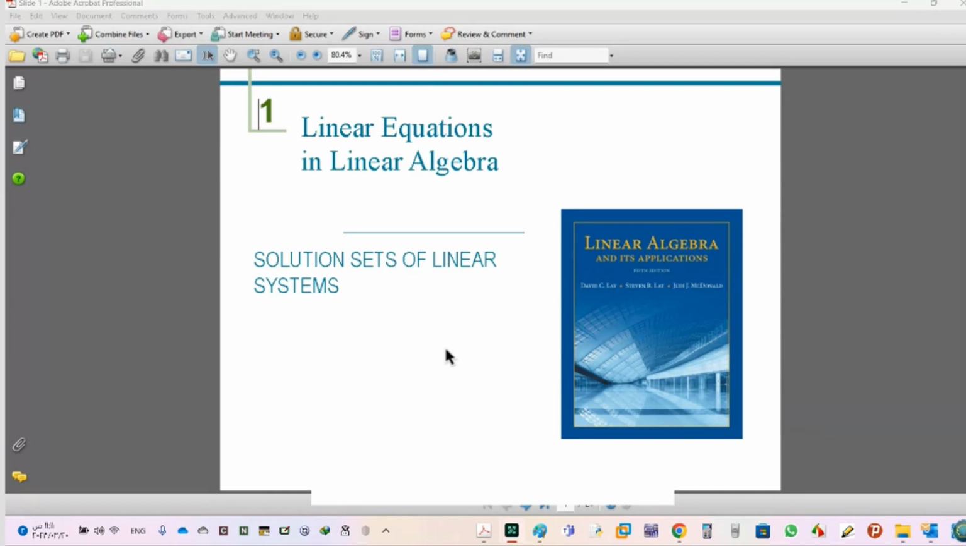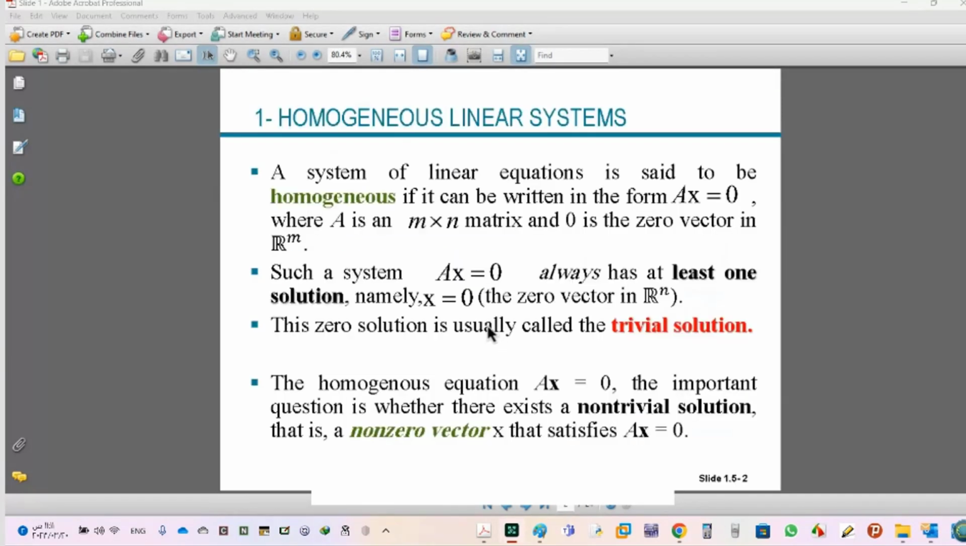Okay, now we'll talk about something called the solution set of a linear system. What is the solution set of the system? First of all, we will define two kinds of systems. I will use this one, or here, I will write on the side.